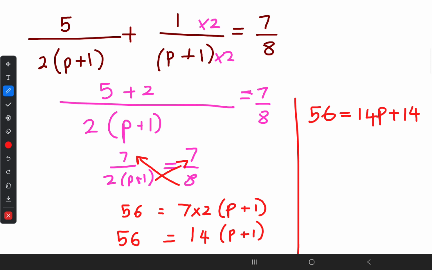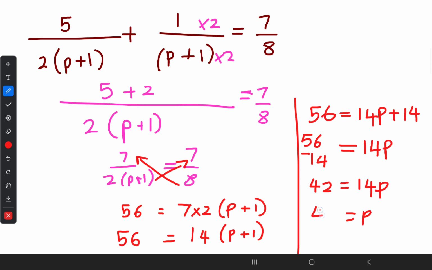Then I will bring the positive 14 over as a negative 14. 56 minus 14 equals 14p. 56 minus 14 is 42, equals 14p. So p should be 42 divided by 14. So finally the answer for p is 3. You have to be clear while you are multiplying this. Most of you make mistakes while multiplying here. You might multiply with 2 or 7 only, but here there is a 14. You have to expand with 14 and do the rest of the simplification.